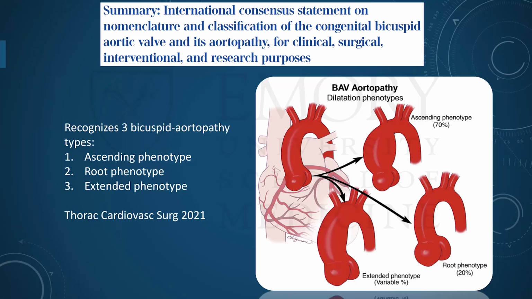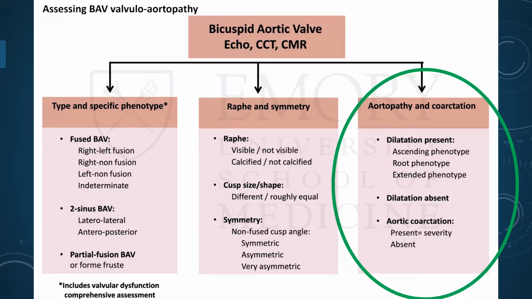And so I include these slides to say, in 2021, when you're characterizing a bicuspid aortic valve, you should be able to characterize more than just the valve. So on the left, this is kind of the algorithm that we're using now.